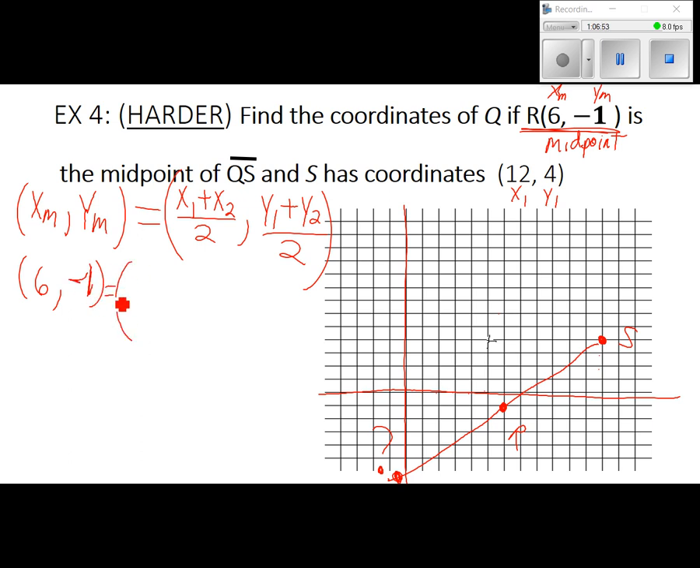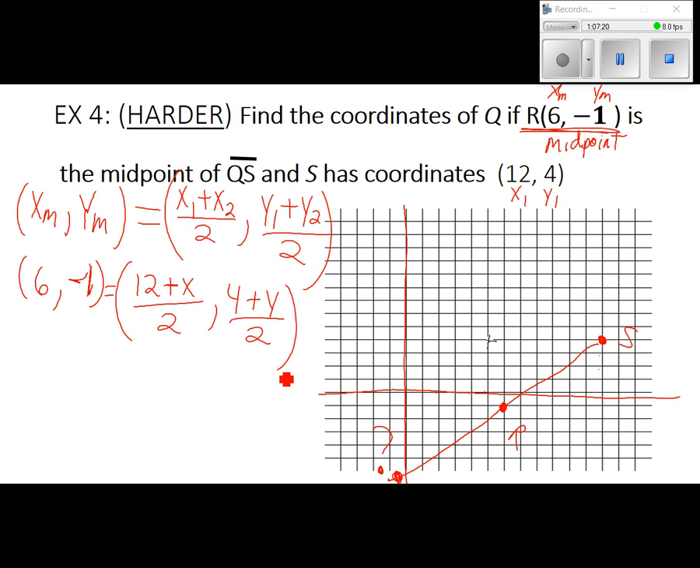What's X1 this time? 12 plus, what's X2? No, X. We don't know, do we? So I'm just gonna make it X. It doesn't matter which X it is, really. What's Y1? 4. What's Y2? We don't know. So just leave it as a Y.